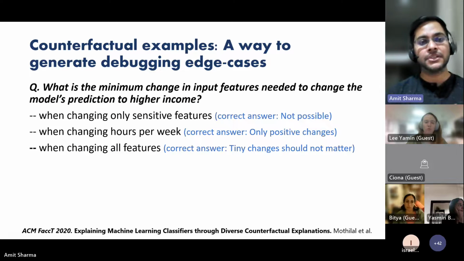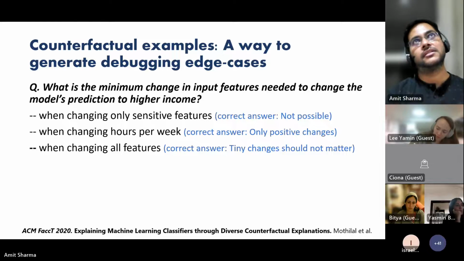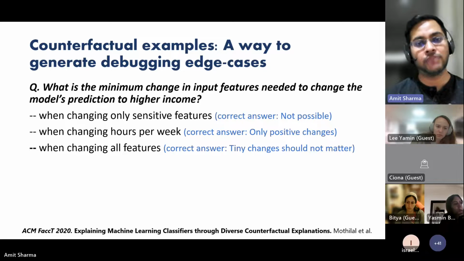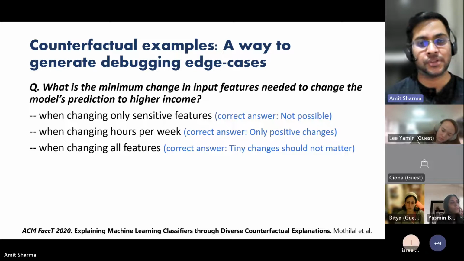Another way to think of this is as a way to generate edge cases. So you just want to see what's the minimum change in input features to change the model's prediction, right? So if you find that it's only changing sensitive features, then it should not be possible. So there's something wrong in your model. If you find that it changes the outcome by only changing hours per week, that's okay, but it should only be increasing hours per week, right? And similarly, if you're changing all features, then tiny changes should not matter. This is similar to adversarial robustness.